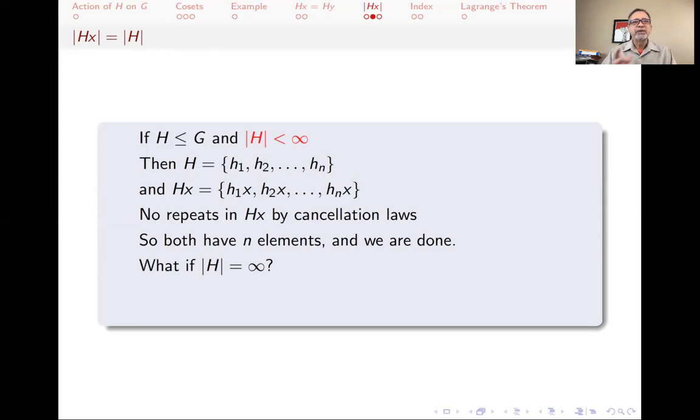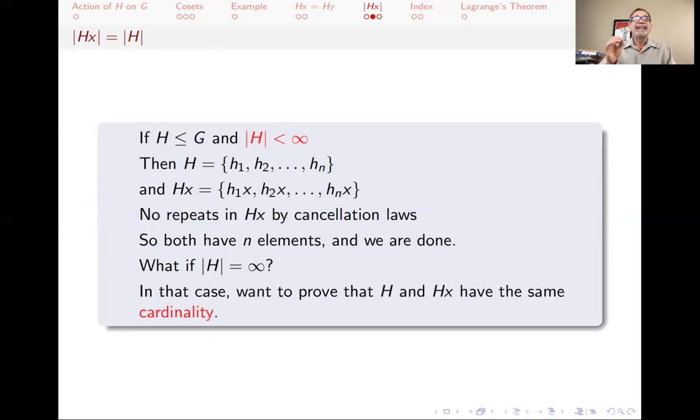And you might say, well, if H is infinite, then you can't talk about the size of H or the size of Hx, and you would be right. But actually, I do mean something. So if H is infinite, then by this absolute value of Hx equals absolute value of H, I don't mean size, I mean cardinality. So a more general statement is to say that H and Hx have the same cardinality, and that applies to whether or not H is finite or not. If you don't know what cardinality is, then watch my video on cardinality.